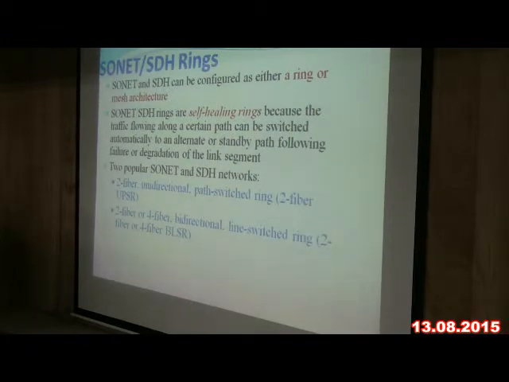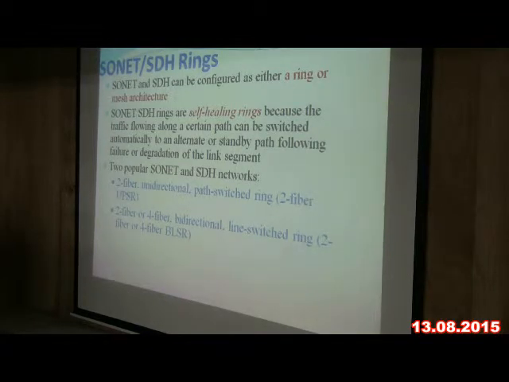Next one is SONET or SDH rings. The SONET network operates in a ring topology. This network is also called a self-healing network, or self-healing ring. Why do we call it a self-healing ring? If one node fails, it automatically switches to the other path. If one path fails, it automatically switches to another path. Therefore, this ring is called a self-healing ring.